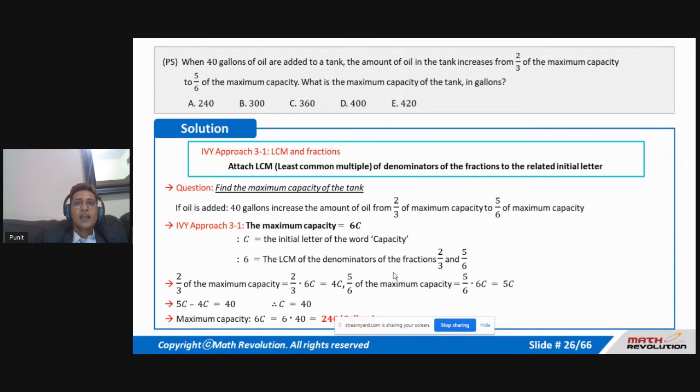So whenever you attach such LCMs, your job is done. Good job, Shashank, Rohit, Deepak, and Sukanya. You already got there.